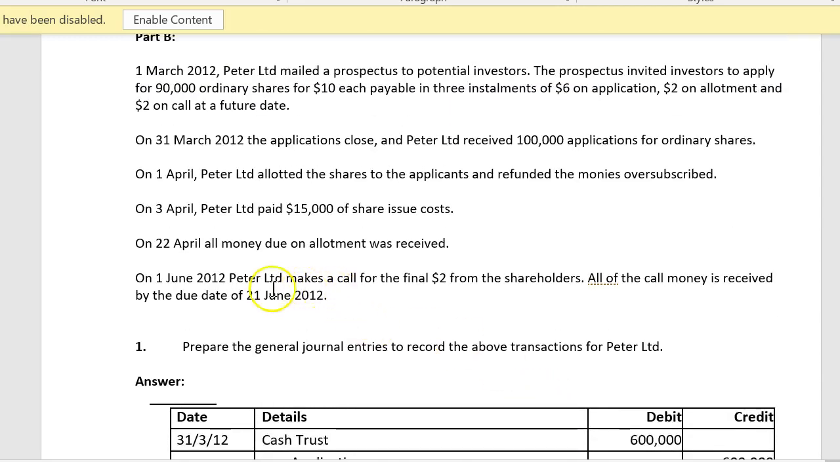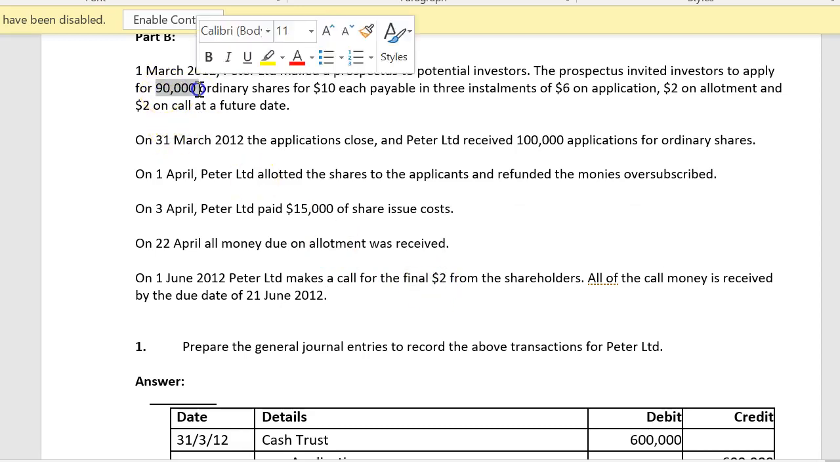Next, on the 1st of June, directors made a call for the final $2. They call for the next installment, which is call. So it's $2 times 90,000, which is a receivable. So you debit call, $2 times 90,000, and you credit share capital.